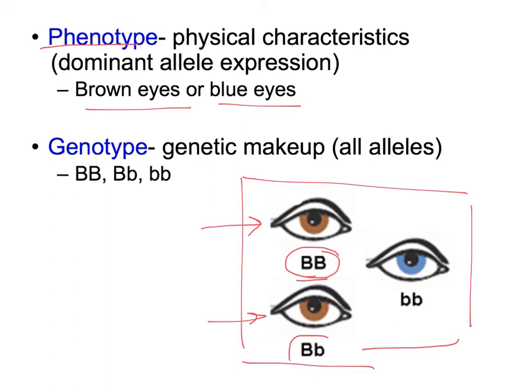But I also have a different genotype, which is, once again, the genetic makeup. What are the alleles for that particular individual? And when I have a big B and a little b, so that's a different genotype than what I had up here, but the big B masks the recessive allele, therefore I still get brown eyes. And once again, in order to get the recessive phenotype, I need two little or recessive alleles. So when I have little b, then I get the blue phenotype.